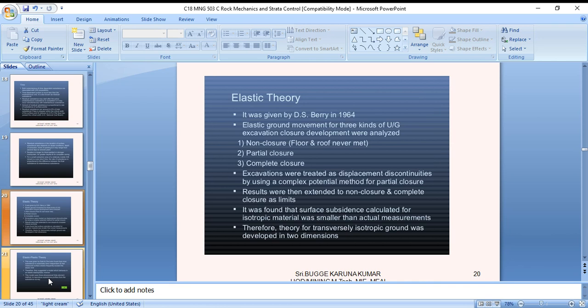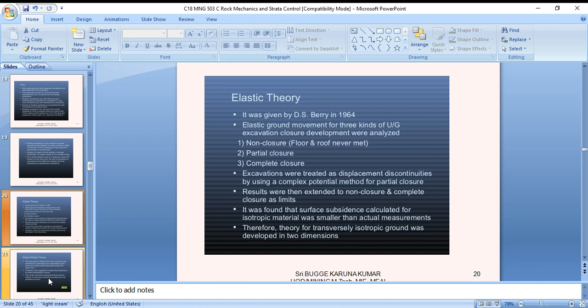So, the elastic theory. It was given by D.S. Berry in 1964. Elastic ground movement for three kinds of underground excavation, a closure development, were analyzed: non-closure, where floor and roof never meet, a partial closure, and a complete closure. Excavation was treated as a displacement discontinuity by using the complex potential method for the partial closure. Results were then extended to non-closure or complete closure as a limit.